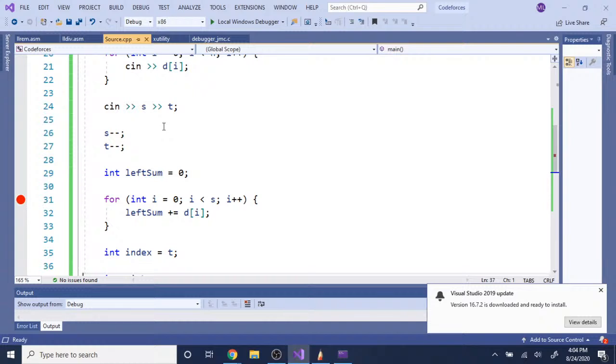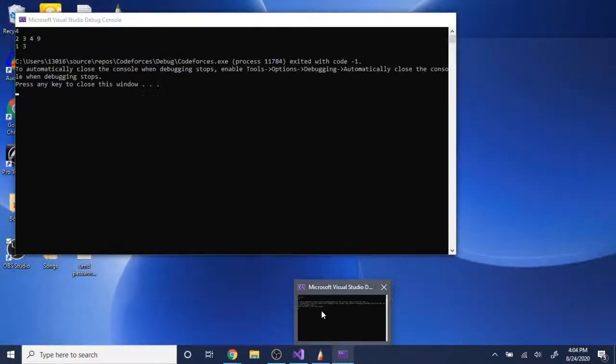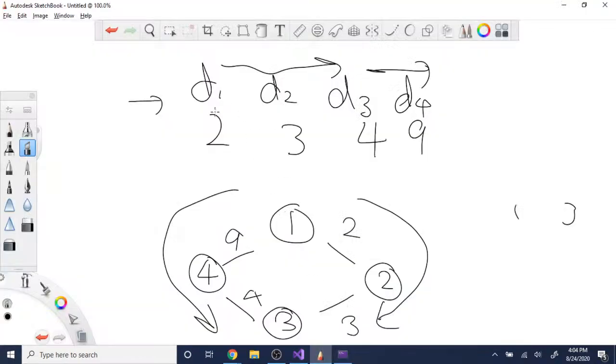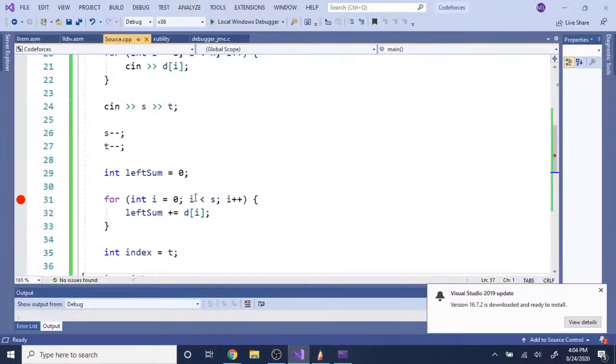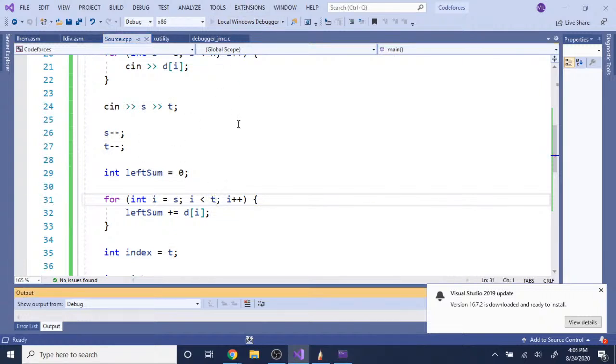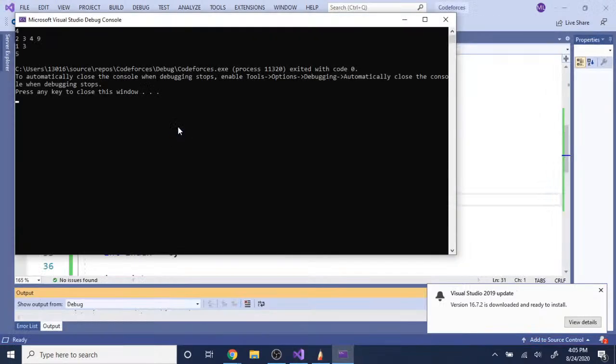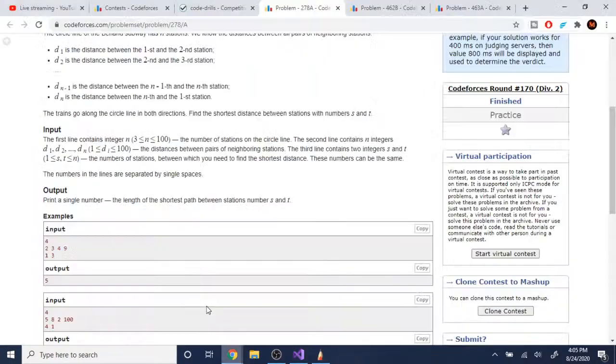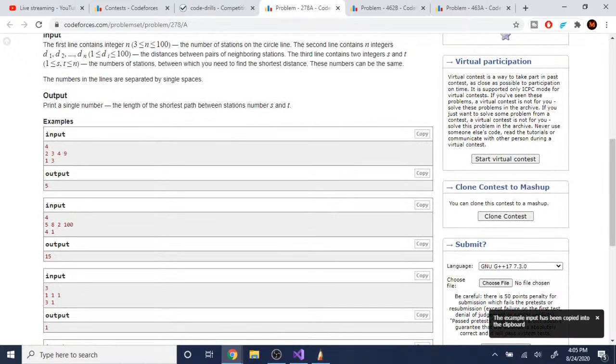Loop from I is 0 less than s. What is s? Crap. Okay, yeah. So s is starting at 1, and we need to start from s and go to t. So we actually have to start from s and go to t. So yeah. Now it's 5. Okay, so I think that's right. Let's try the other test cases.